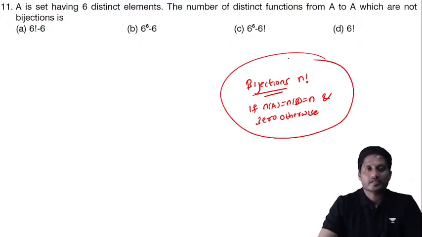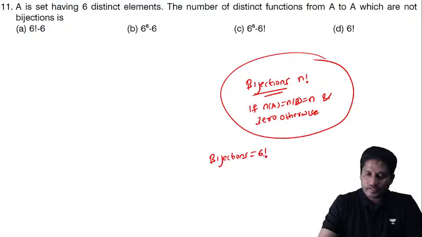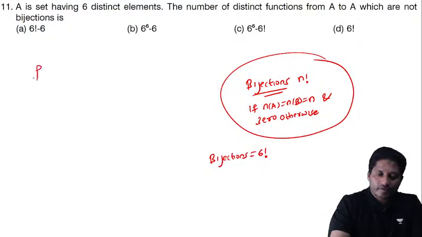Total number of bijections. If you have 6 elements, the total number of bijections is 6 factorial. Now the number of distinct functions to B which are functions, but not bijections. Functions which are not bijections.